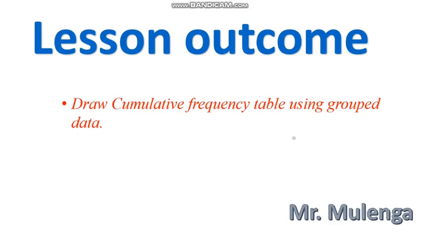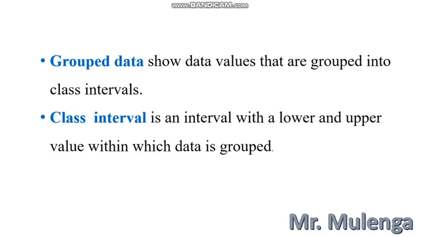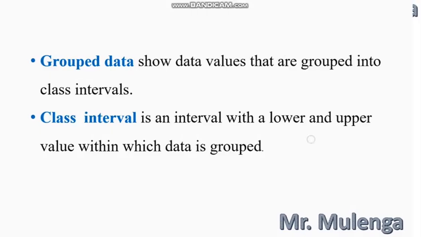Okay, so let's look at what grouped data is. Grouped data shows the data values that are grouped into class intervals. A class interval is an interval with a lower and upper value within which data is grouped. So let's look at some examples of grouped data.